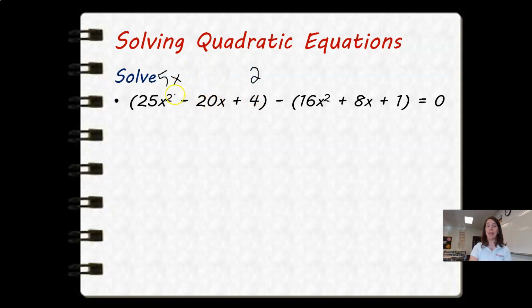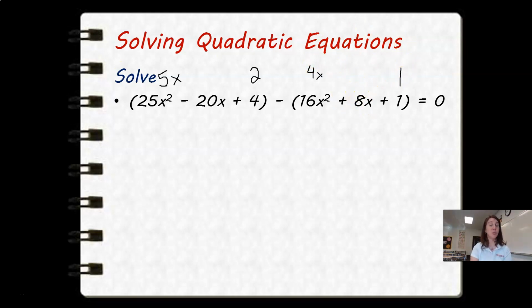The middle term is 2 times my 5x, which is 10x, times the 2 at the end, which is 20x. So the first parenthesis is an example of a perfect square trinomial. Same thing on the second parenthesis. What do I square to get to 16x squared? It is a 4x. On the last term, what do I square to get to the number 1? It is 1. The middle term is 2 times 4x, which is 8x, times 1 still gives me 8x.